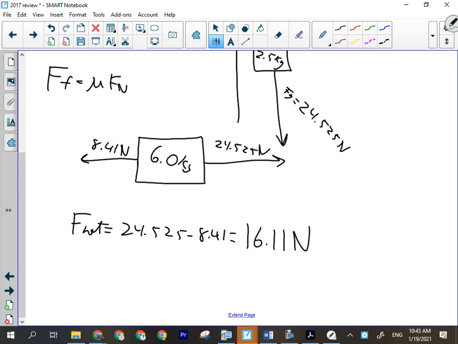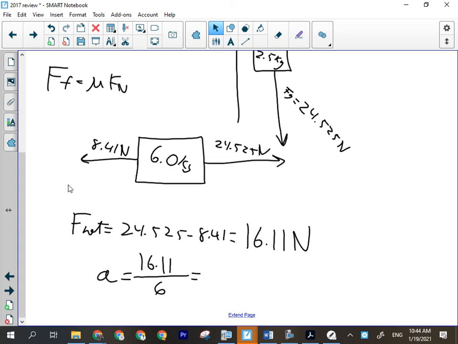Okay, and I want to find the acceleration of the 2.5 kilogram mass. So I take my net force, 16.11 newtons, and I divide by what? 6. Okay, not by 2.5. The whole system accelerates. Therefore, I divide by the mass of the system. And that's the trick with systems, is you always have to remember you're using the whole mass and that the forces act on the whole system when we're getting to this point.